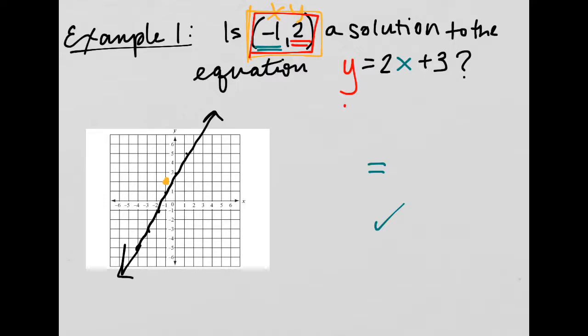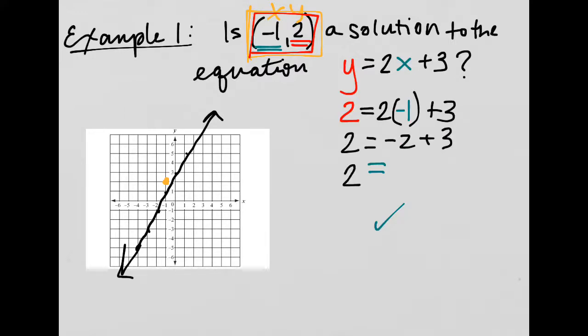Okay, so y was 2. Instead of using y, I'll use that, and instead of x, I'm going to use a -1. So let's work this out. Does 2 equal -2 plus 3? So 2 equals 1. Does 2 equal 1? No. So this is not true. It's not on the line, which is what we just said by plotting that point. Okay, makes sense?